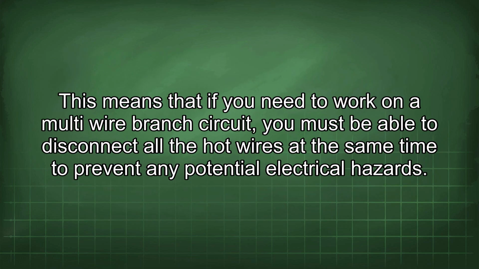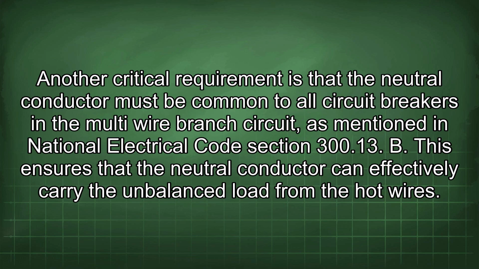This means that if you need to work on a multi-wire branch circuit, you must be able to disconnect all the hot wires at the same time to prevent any potential electrical hazards. Another critical requirement is that the neutral conductor must be common to all circuit breakers in the multi-wire branch circuit, as mentioned in National Electrical Code Section 300.13.B. This ensures that the neutral conductor can effectively carry the unbalanced load from the hot wires.